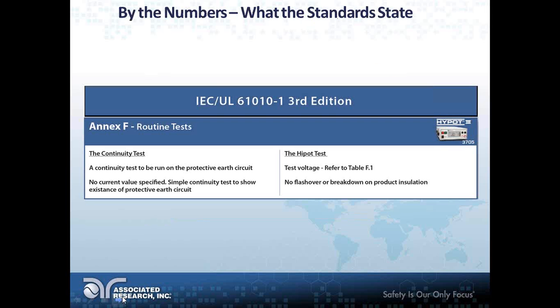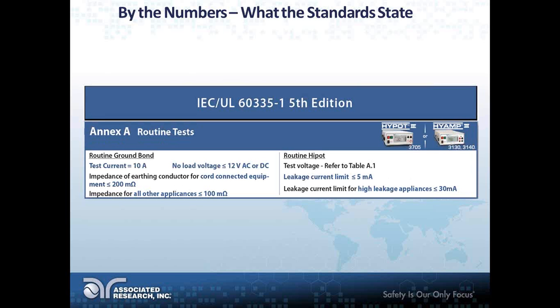So here's IEC UL 61010-1 3rd edition. This is for laboratory type equipment, and Annex F contains the routine production line tests. So as you can see on the right-hand side, yes, you have a high pot test for routine production line, but more importantly on the left you have the continuity test. A continuity test to be run on protective earthing circuits. No current value specified. Simple continuity test to show the existence of a protective earthing circuit. So that test I just ran where the little green light goes on, that would be acceptable per this standard on a production line. However, not all standards treat continuity and bonding in the same sense.